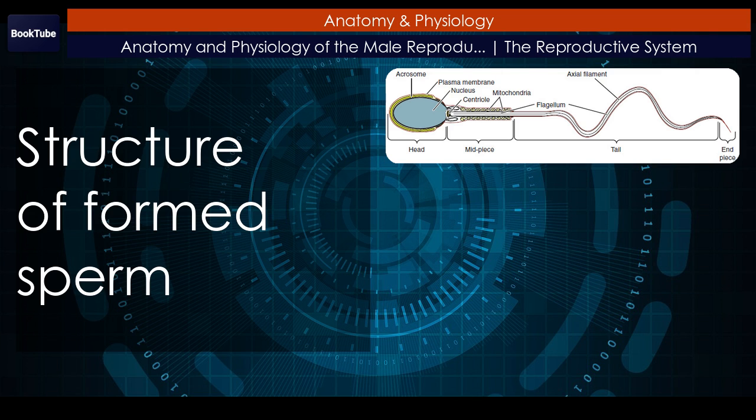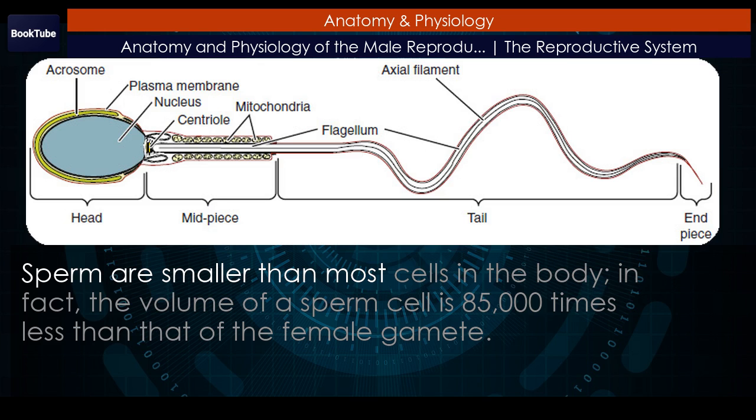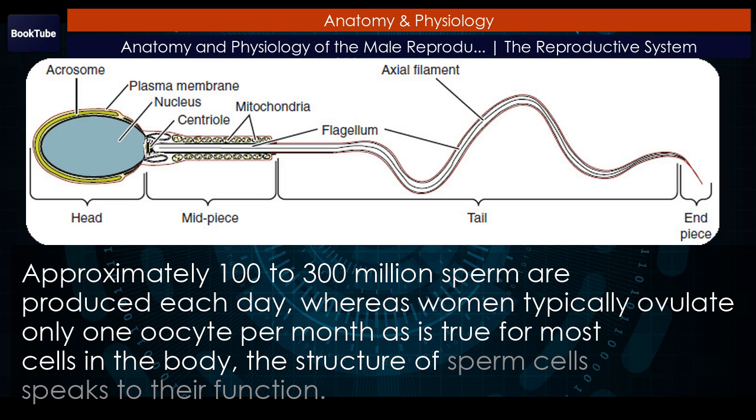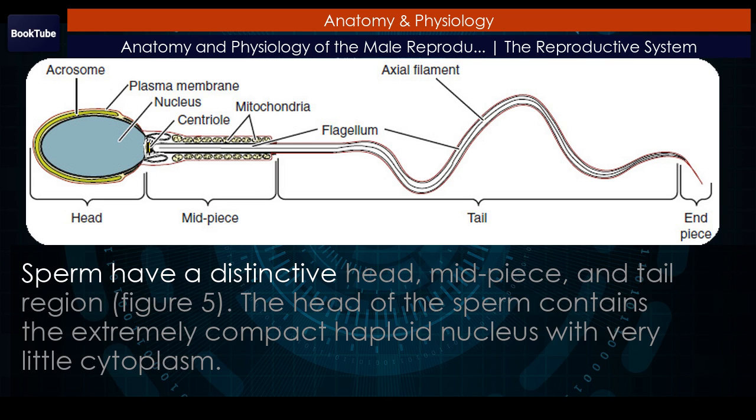Structure of formed sperm. Sperm are smaller than most cells in the body. In fact, the volume of a sperm cell is 85,000 times less than that of the female gamete. Approximately 100 to 300 million sperm are produced each day, whereas women typically ovulate only one oocyte per month. The structure of sperm cells speaks to their function. Sperm have a distinctive head, midpiece, and tail region.